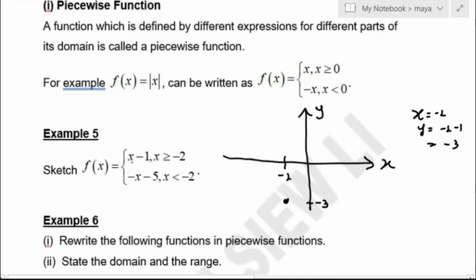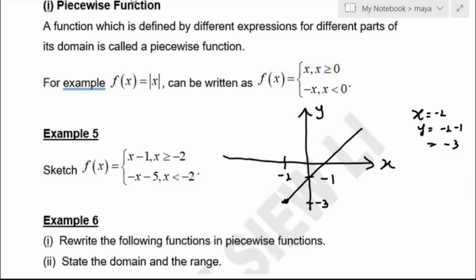I want to draw x minus 1, which is linear with a positive gradient. Positive gradient will be going up, and the y-intercept is at negative 1. So this is my first piece, where the graph is linear for the domain negative 2 onwards to infinity.